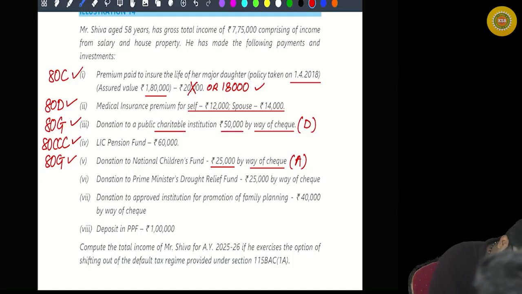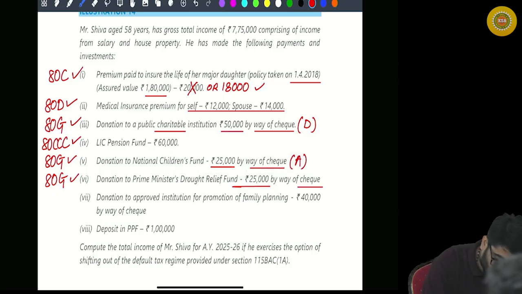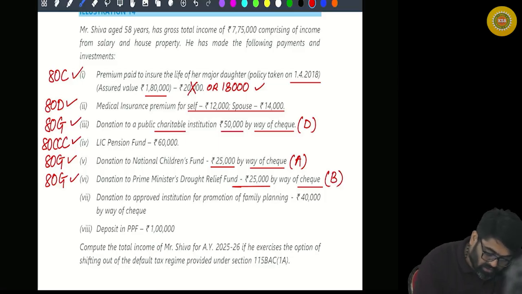Draw. So 80G. How much is the amount? 25,000 by check. Yes or no? And it will be category B because it is Prime Minister's Draw Relief Fund. Yes or no? Donation to family planning.